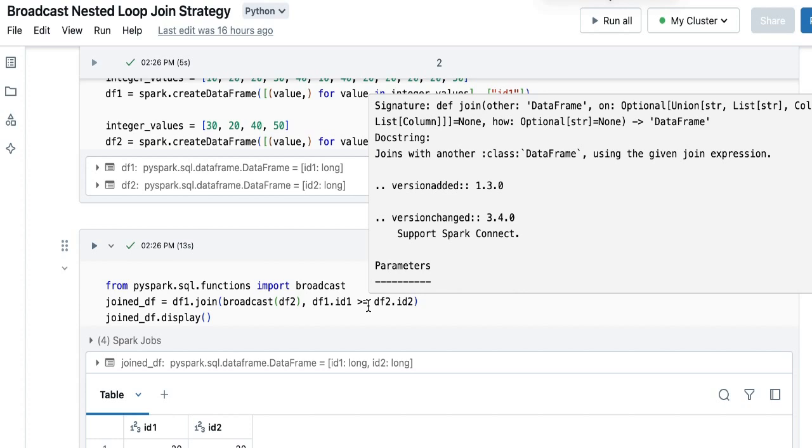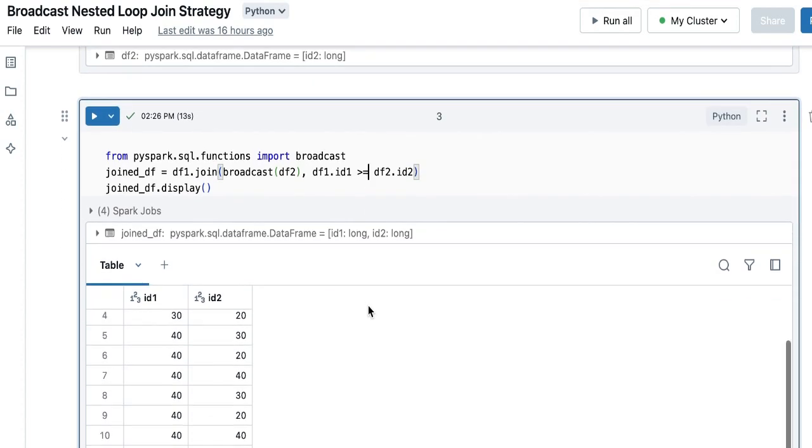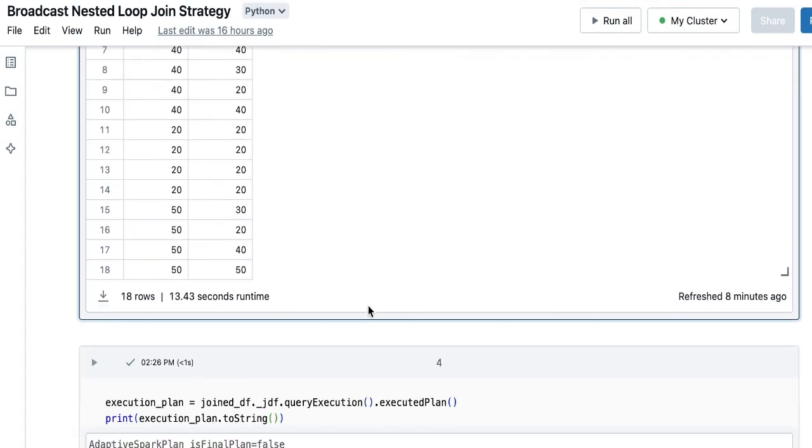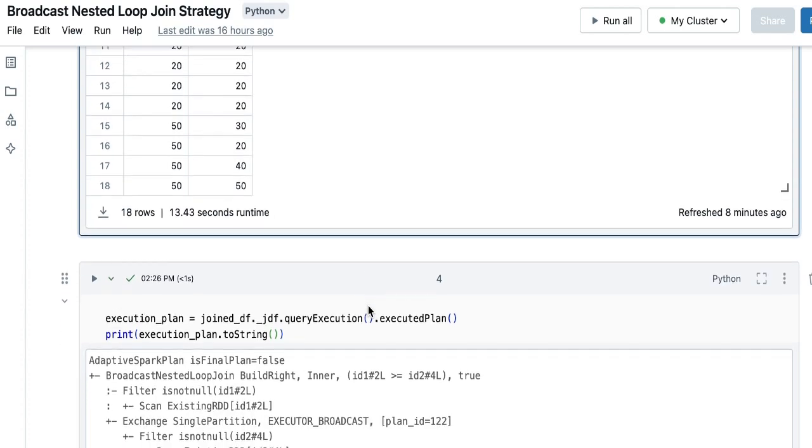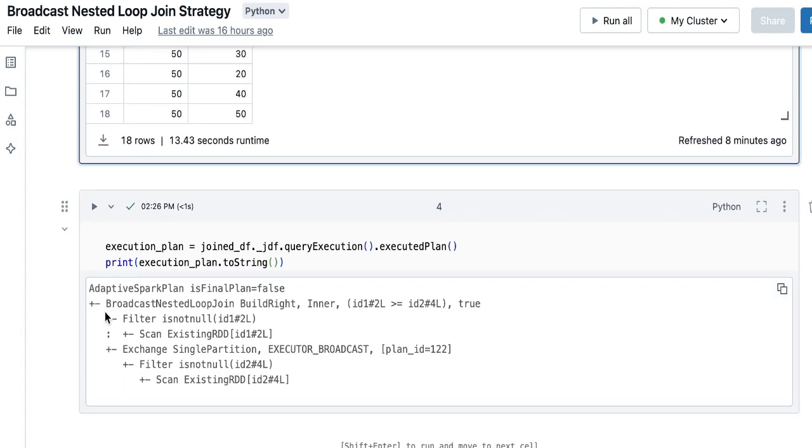If you specify broadcast as the hint and if you use non-eq join, Spark Optimizer always uses broadcast nested loop join strategy. Here is our result. And if you see the execution plan, we see clearly that broadcast nested loop join strategy is used. I hope you got a fair idea of broadcast nested loop join strategy.